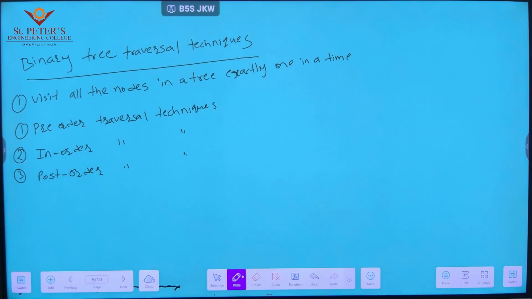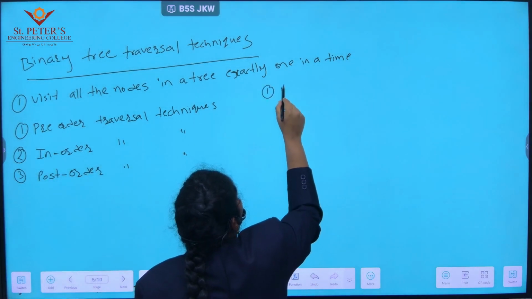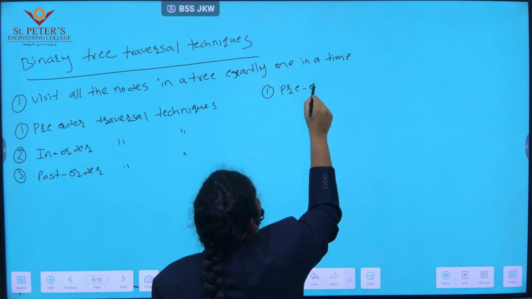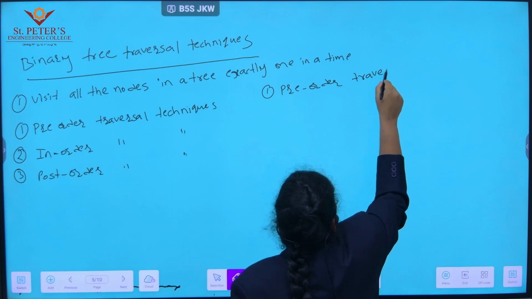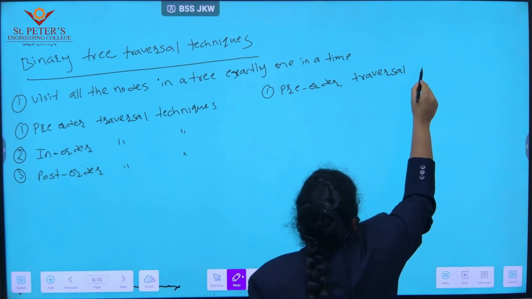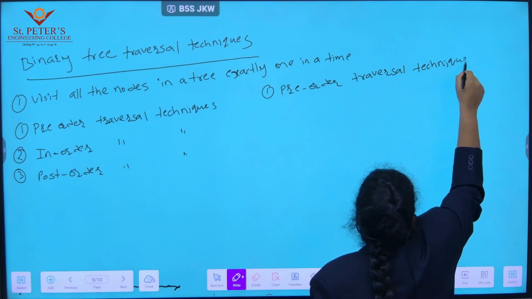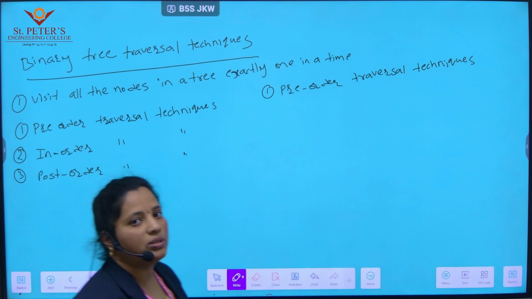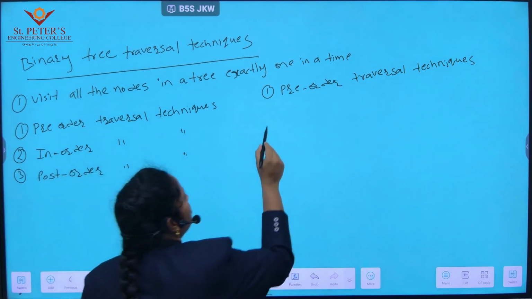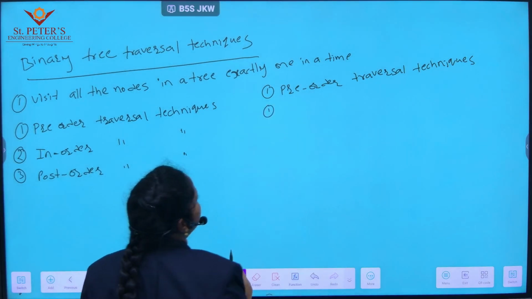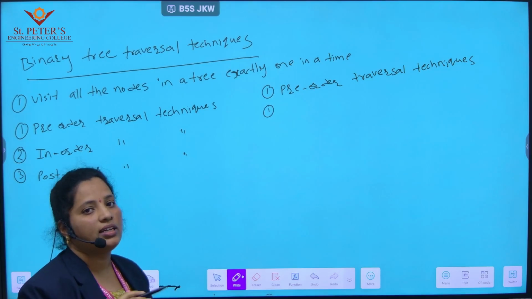So what is the pre-order traversal technique? First we write down the algorithm steps for pre-order traversal technique. So based on those algorithm steps, we apply that pre-order traversal technique on the tree diagram.